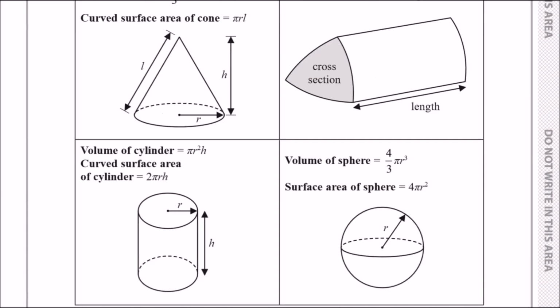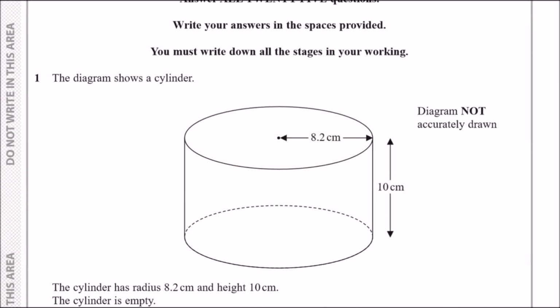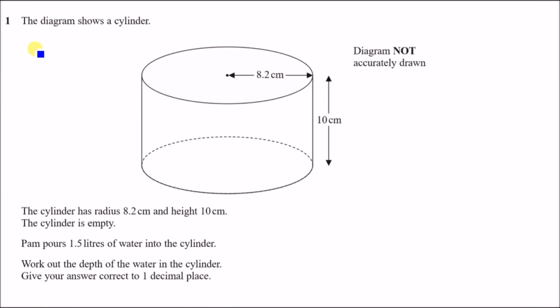Okay, so let's look at the first question, which is number 1. The diagram shows a cylinder. So here's our cylinder. The cylinder has a radius of 8.2, so this length here, and a height of 10. The cylinder is empty. Now Pam pours 1.5 liters of water into the cylinder, so it's kind of slowly filling up. Work out the depth of the water of the cylinder.